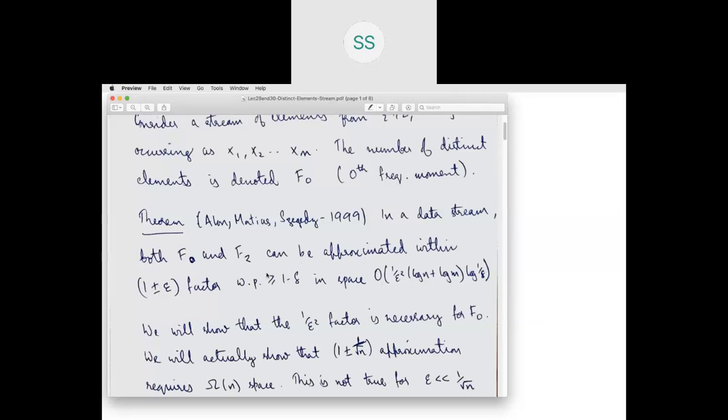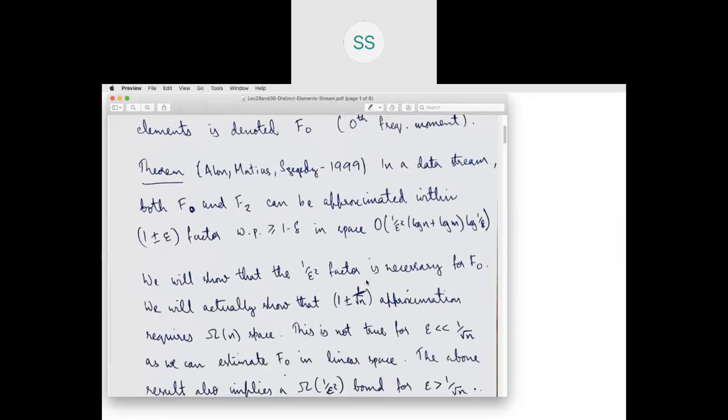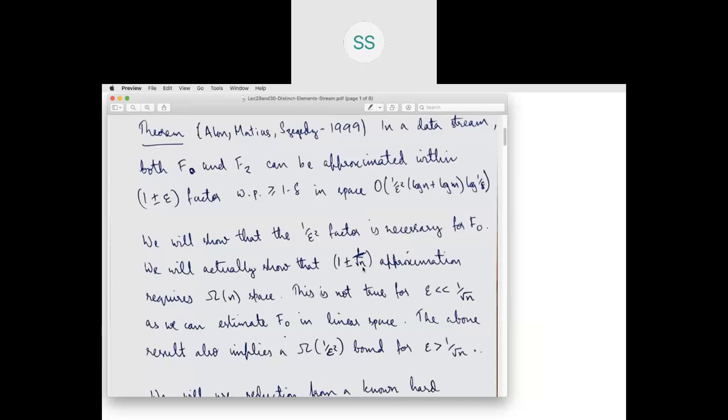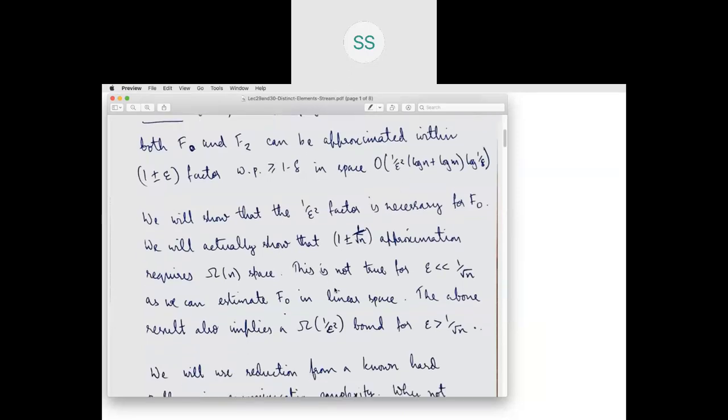For f0 estimation, we know that it can be done in order 1 by epsilon square times log n plus log m, log 1 by delta space, but we are going to show that this 1 by epsilon square factor is essential. We cannot remove that. In fact, what we are going to show is that a 1 plus minus 1 by square root n approximation requires linear space. That is an extreme situation, when epsilon is 1 divided by square root n.